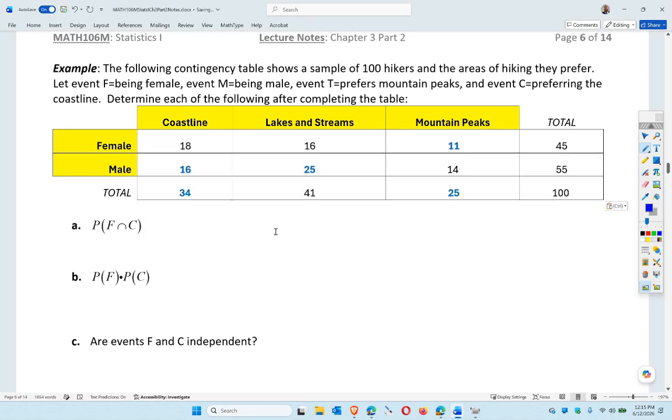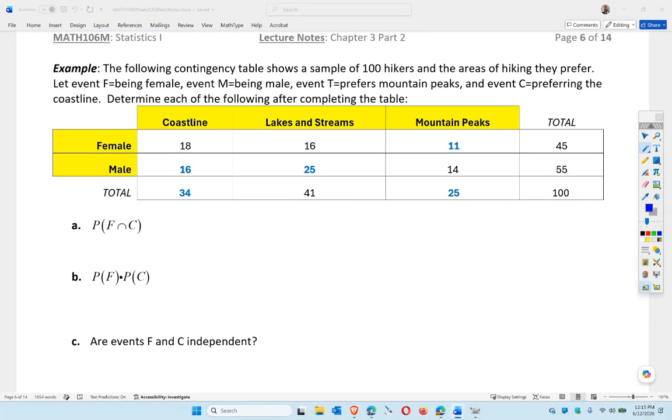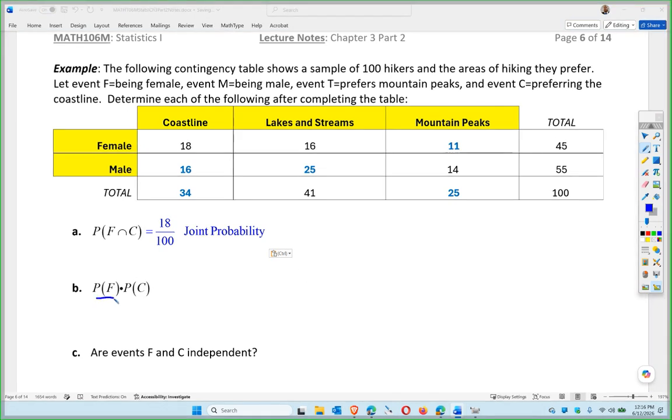Okay, so let's do some probabilities now. Okay, so F and C, that's a joint probability, correct? So F and C, female and coastline, that's 18, correct? It's a joint probability. It's both, right? And it's, of course, out of 100 in this case. That's a joint probability because it's an and. It's both. Okay, so if I multiply these, I'm going to be multiplying female, right? This is a marginal and a marginal, isn't it? Correct. So the marginal is 45 for female, and the marginal for coastline is 34.